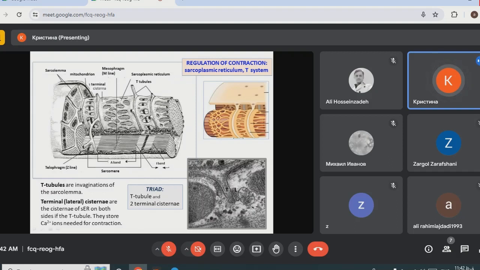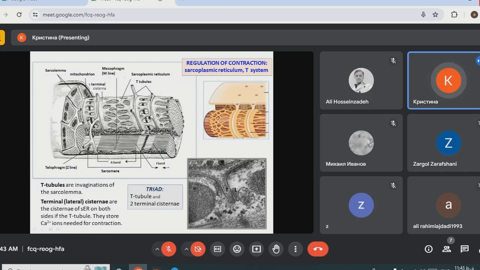It has its specific shape. The cisterns make this network of the sarcoplasmic reticulum, which covers from outside every myofibril. So this is one myofibril, this is partly a second myofibril. They are covered from all the sides with the network of the sarcoplasmic reticulum. The same you can see here. This is this network of sarcoplasmic reticulum which covers all the myofibril.